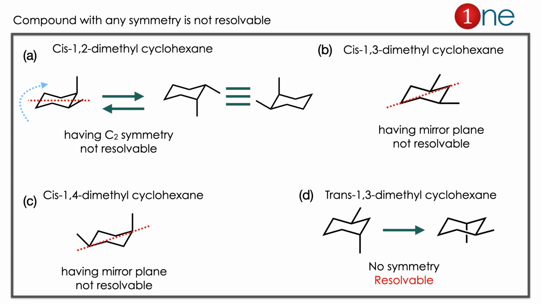If you look at the B, it's cis 1,3 dimethyl cyclohexane. It has a central mirror plane of symmetry, so the mirror plane creates the optical inactivity, it's difficult to resolve it. If you look at the C, it's 1,4 dimethyl cyclohexane, again it has mirror symmetry, so it is not resolvable. If you look at the D, the trans relationship of 1 and 3 doesn't have any symmetry there, so definitely it is resolvable. So you have to find which one has mirror symmetry, which one doesn't. So the answer is clearly D there.